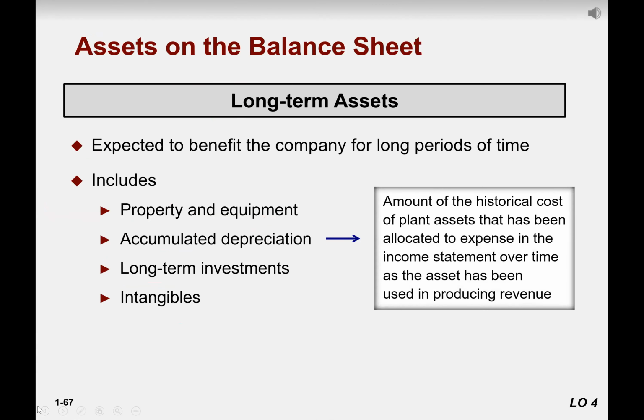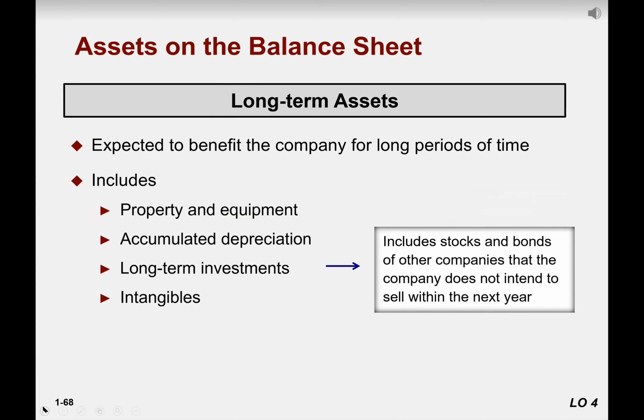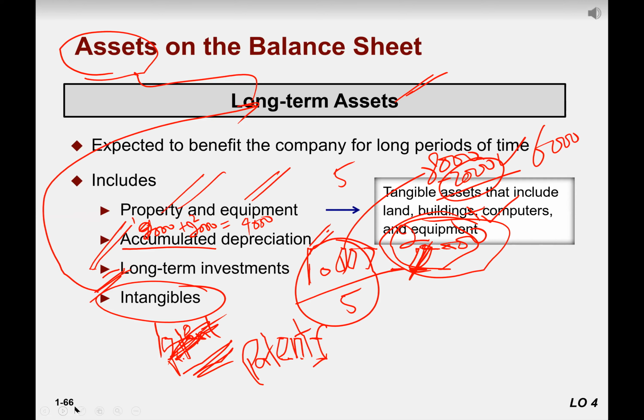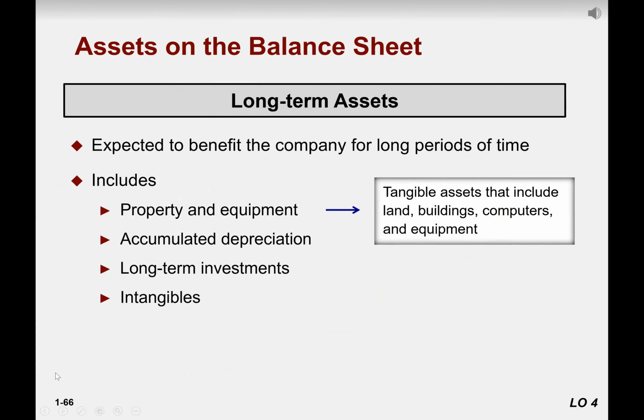So let's talk about the long-term assets one by one. Here we go. So here is one. Property and equipment, tangible assets like land, building, computer, and equipment. Property, we already know that this is land, building, right? Equipment means computers, fixtures like AC, heaters, your water plant, purification plant, air purification machines, Xerox copy machines, this kind of stuff, right?